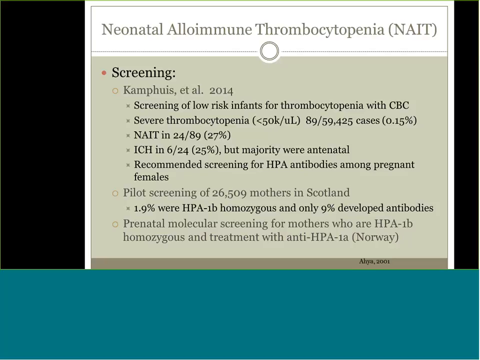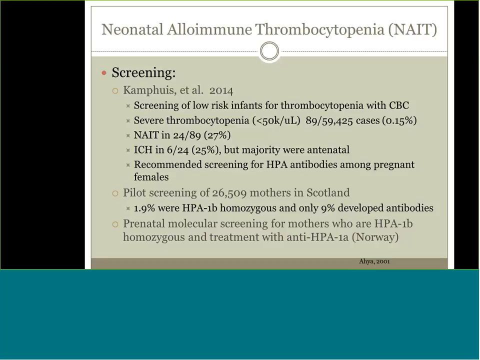In a pilot molecular screening of 26,000 mothers in Scotland, they found that about 2%, which is exactly what we would expect in the Caucasian population, were HPA-1b homozygous, but only 9% developed antibodies. So again, using a molecular screening as opposed to an antibody screening, we're picking up a lot more mothers. We're picking up all those mothers with that phenotype, but not all the ones who may have that associated DRB3 that makes them more predisposed to have antibodies.